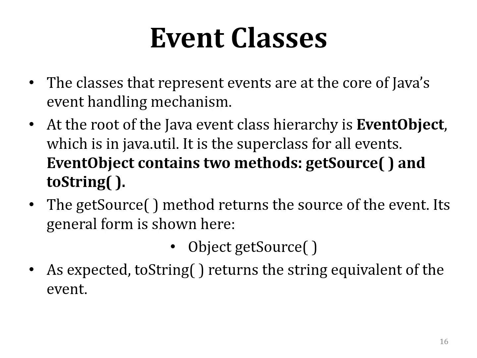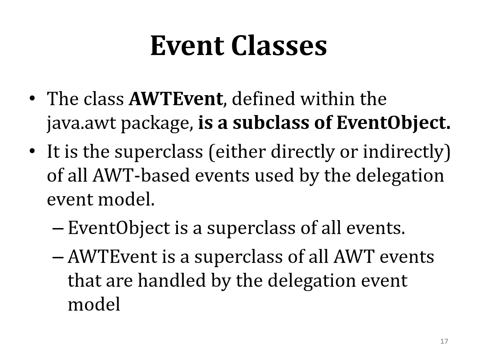The getSource method returns the source of the event, with the general form being object.getSource. And second, toString will return the string equivalent of the particular event. Event classes, how are the event classes defined? You can see the class AWTEvent is defined within the java.awt package, which is a subclass of EventObject. So that is a superclass directly or indirectly of AWT based events, which is used by the delegation event model. So EventObject is a superclass of all the events.